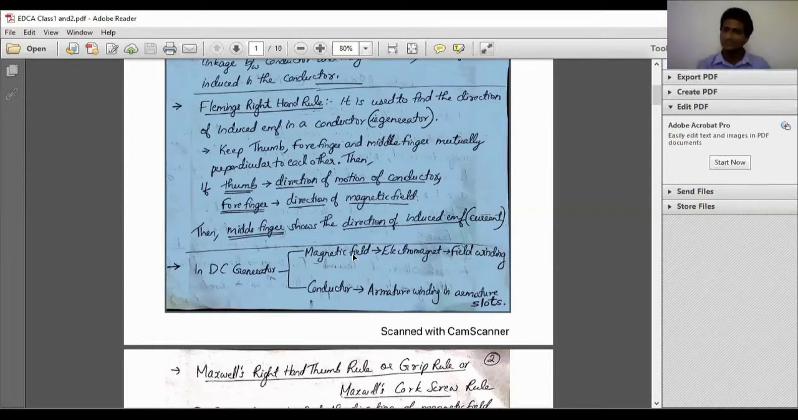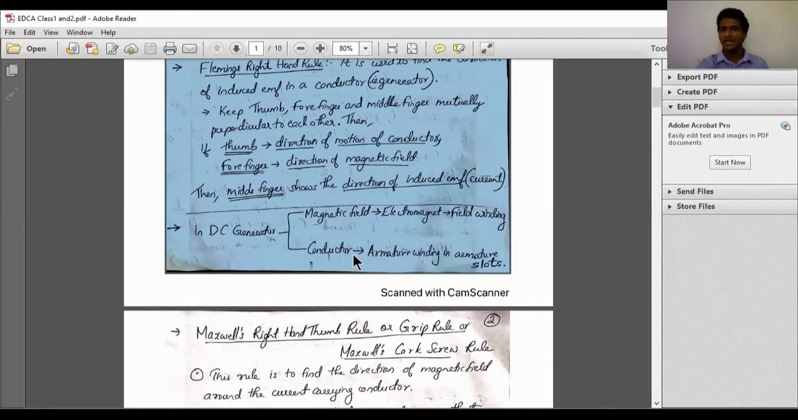Is that clear? Then this AC value has to be taken out, but the machine's name is DC machine. So we want this AC to be converted to DC, and we have some other equipment also in the DC machine, which will be discussed later, in which AC will be converted to DC, and the working will be discussed in detail in the upcoming slides.